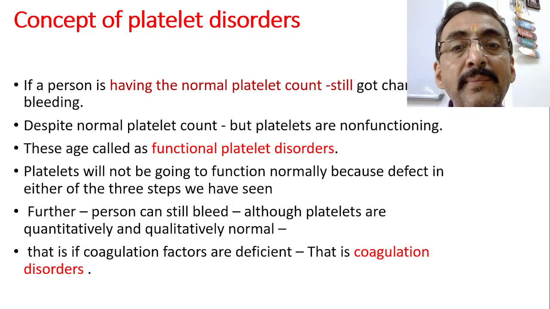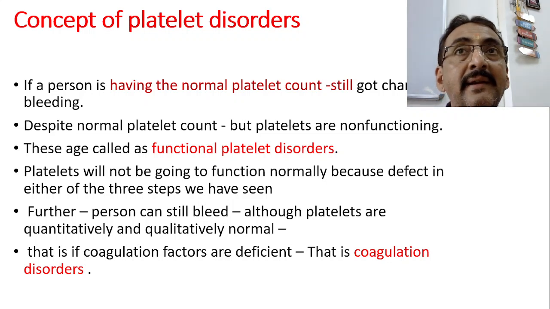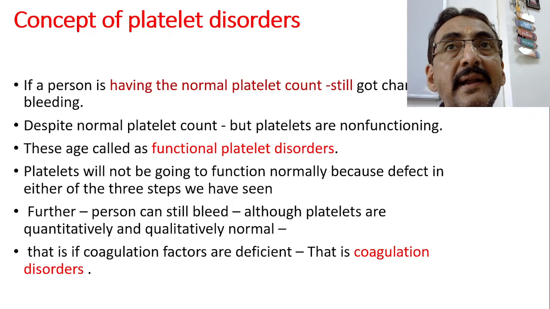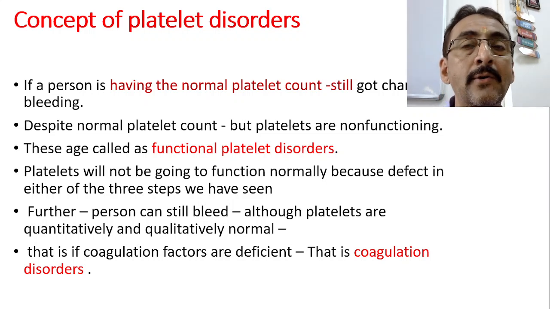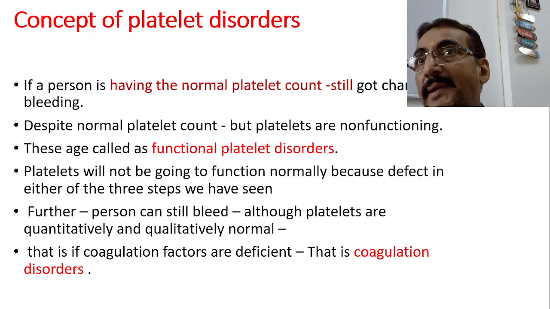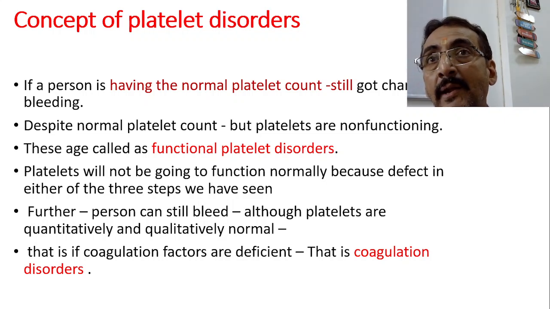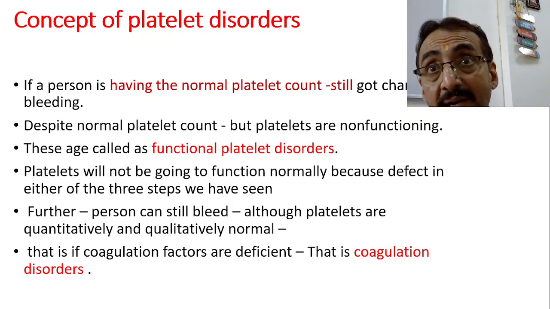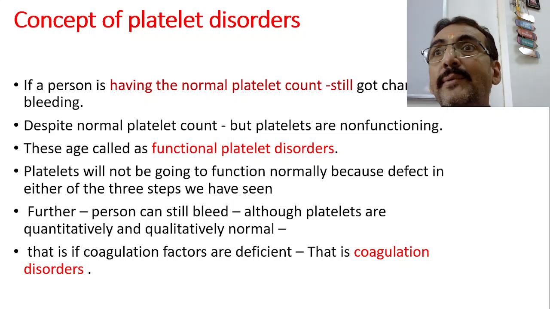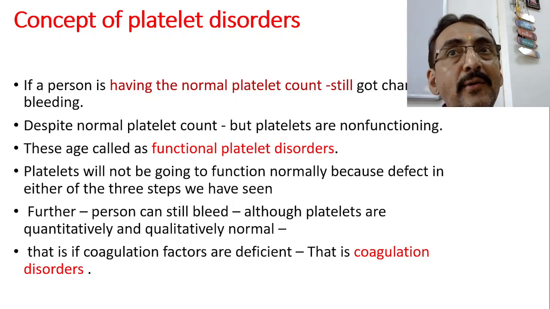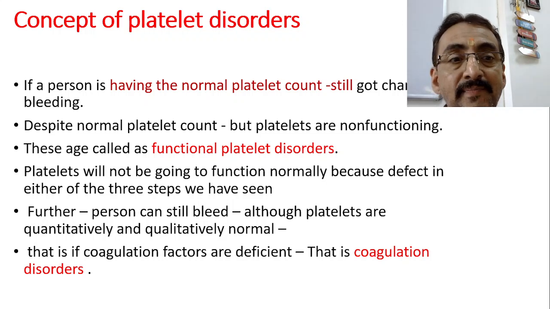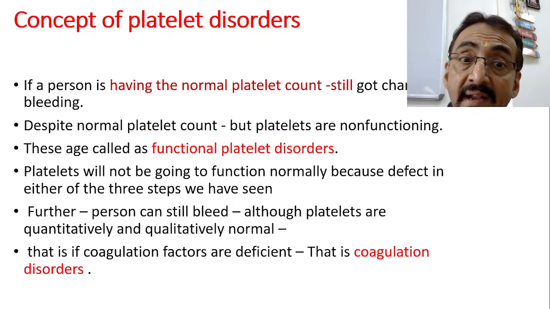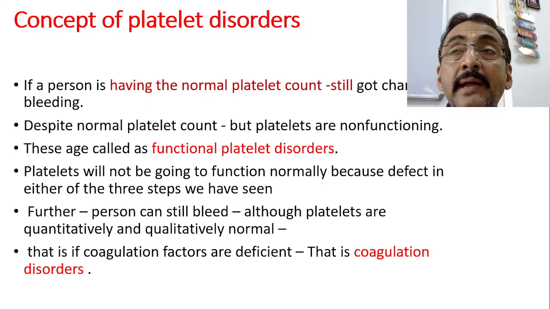So what is this functional problem? That is what we have discussed in the last class: platelet adhesion, platelet aggregation, platelet activation. These are actually three functions of the platelets. If there is any problem in these functions of the platelets, then also there will be bleeding, although the report is showing a normal platelet count and normal clotting factors. So the person can still bleed although the platelets are quantitatively and qualitatively normal.